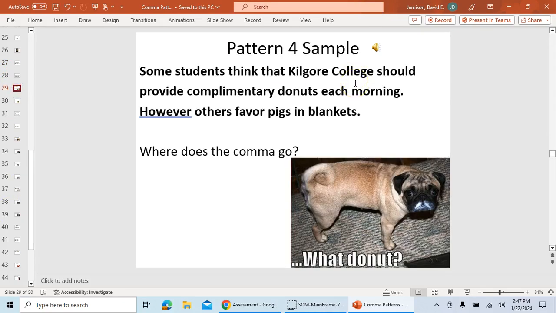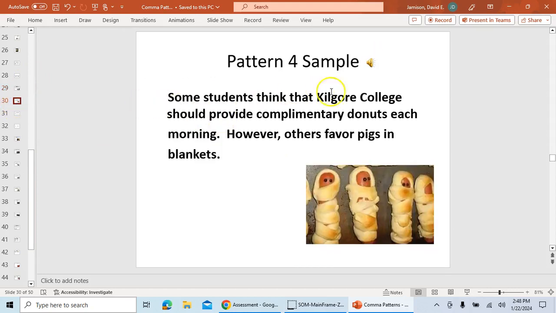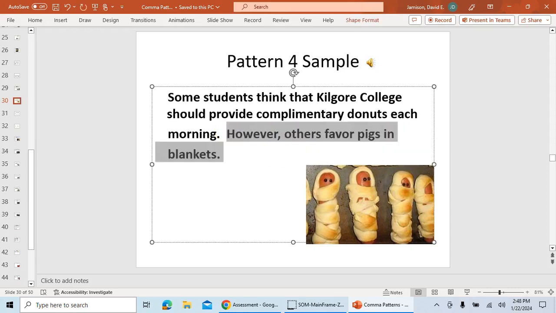Some students think that Kilgore College should provide complimentary donuts each morning. However, others favor pigs in blankets. Is it pig in a blankets or pigs in blankets, I wonder? Anyway, you can see here, again, spell check is trying to correct this right now and pointing out that I need a comma after however here. Which ends up working like that. However, comma, others favor pigs in blankets.